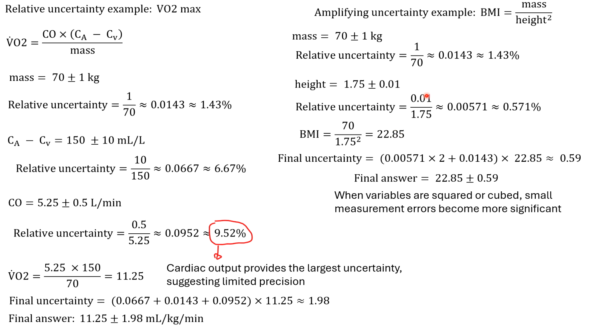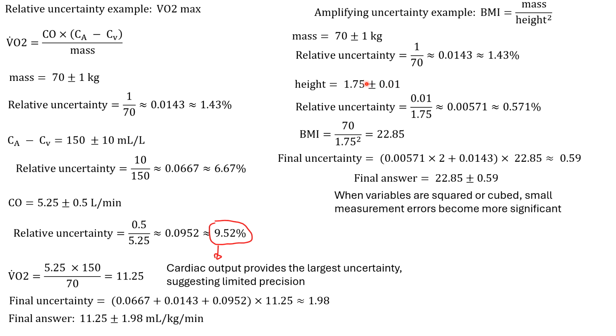And by the way, for the variable that has the square, for example height, if I want to do its relative uncertainty, I'm not going to use the square. So here it's mass over height squared, but you have to ignore the square on height for the relative uncertainty. So we know that height is 1.75 plus minus 0.01.